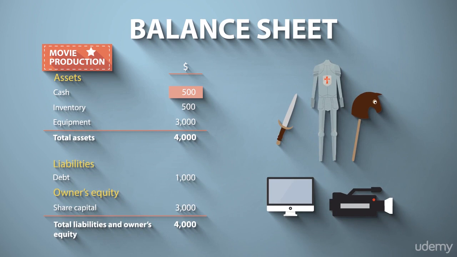We have $500 left in our cash account, but now we have inventory worth $500, and our equipment increased by $1,000 for a total of $3,000. Assets are still worth $4,000. So what happened? We reallocated our assets from cash to inventory and equipment. We haven't made any movies yet, therefore have no profits. Our share capital is unchanged, and our liabilities are unchanged as well.